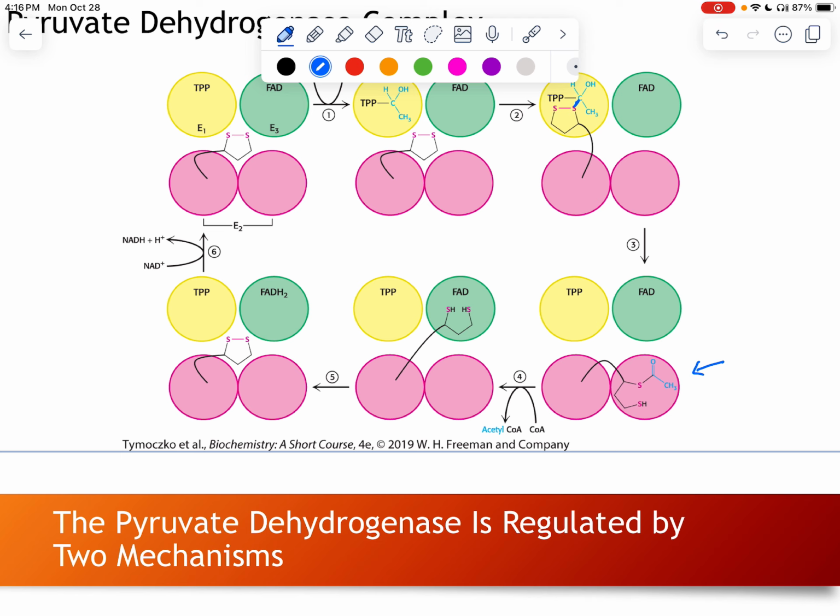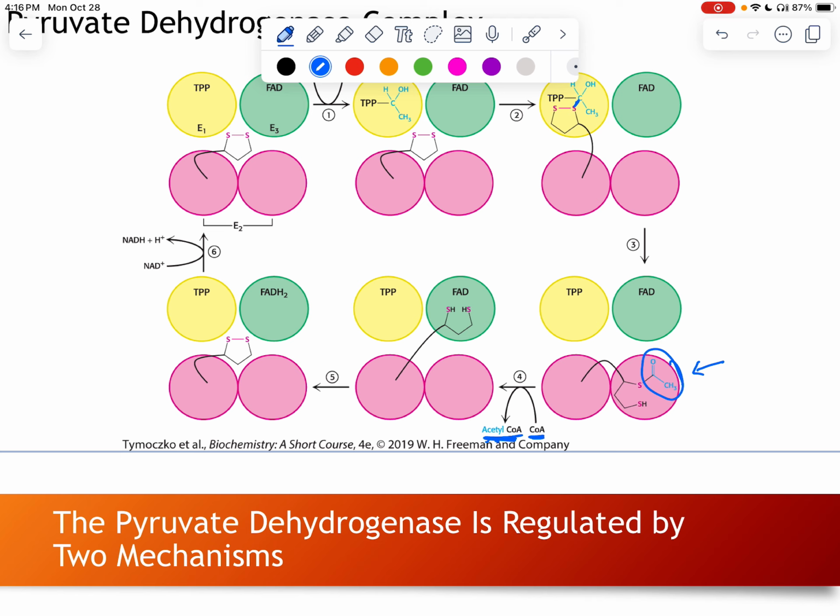Okay, so that swinging arm swings it down into the active site of enzyme 2. The coenzyme A is going to enter, and as that coenzyme A enters, it's going to pick up this acetyl group, okay, and leave as acetyl-CoA. So it's leaving as acetyl-CoA.